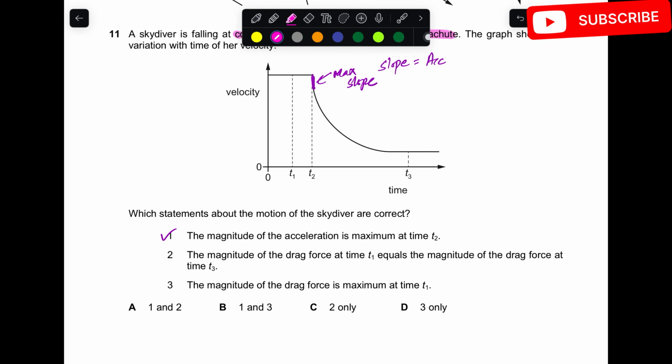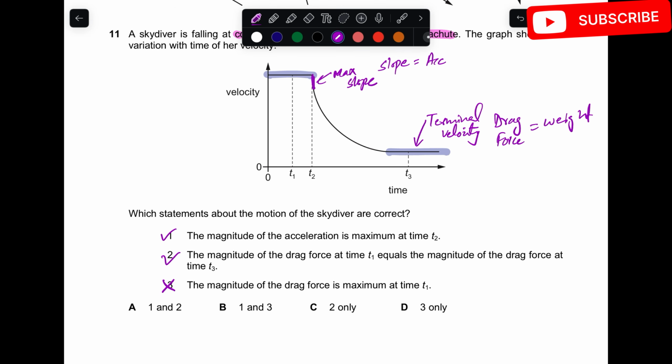Okay, if you see at this point and at this point, these both are the terminal velocities, and that is correct, that the magnitude of the drag force will be equal, and the drag force will be equal to weight, and weight remains constant, so both the drag forces are constant at the terminal velocity. And the third, the magnitude of the drag force is maximum at time t1. No, the drag force is not maximum at t1. Drag force will be maximum when the parachute is opened, so it will be at this point. So the third is wrong, so it's option A that is correct.